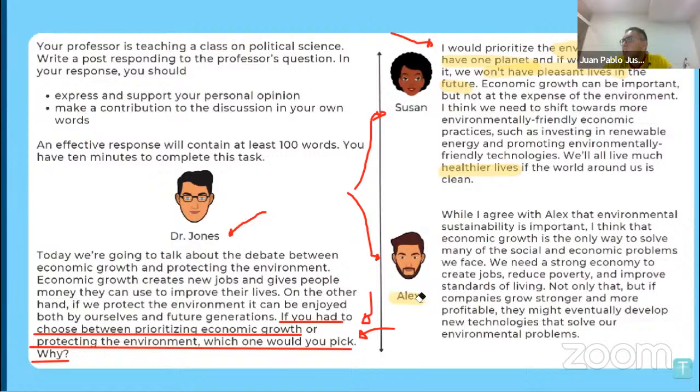While I agree with Susan that environmental sustainability is important, I think that economic growth is the only way to solve many of the social and economic problems we face. We need a strong economy to create jobs, reduce poverty, and improve standards of living. Not only that, but if companies grow stronger and more profitable, they might eventually develop new technologies that solve our environmental problems.